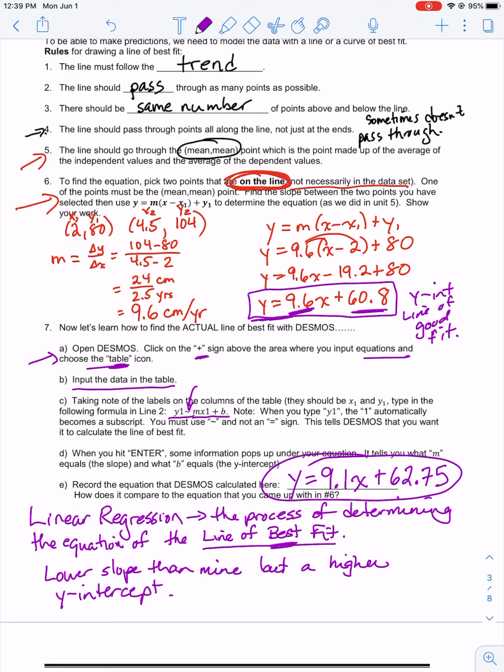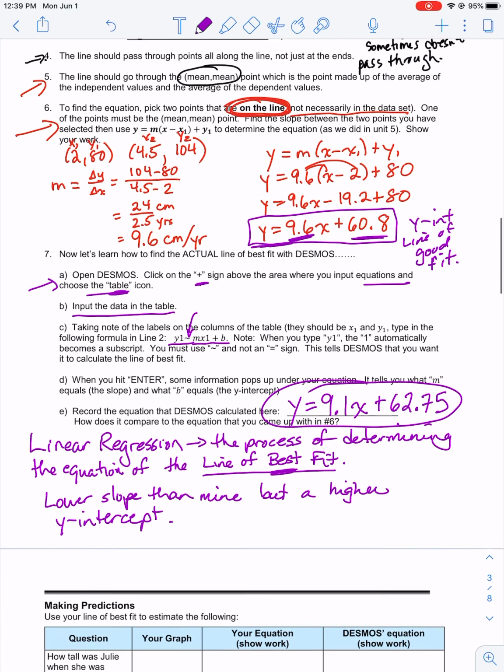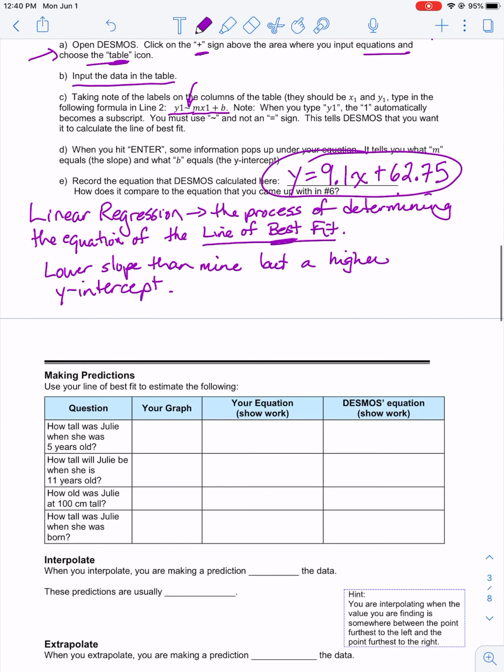All right, so that's how you do that. If you need to go through that again, rewind and go through it again, because I'm not going to do it again, you can take a look. All right, now making predictions.